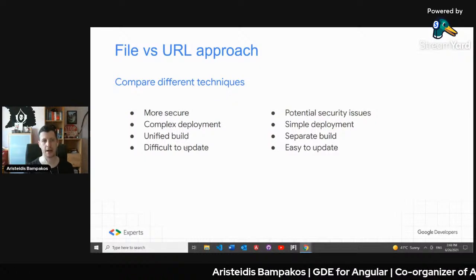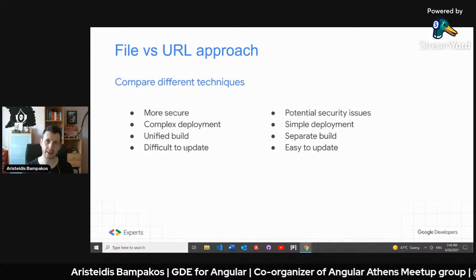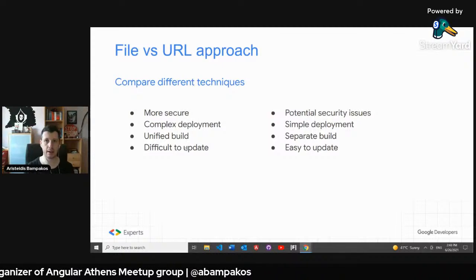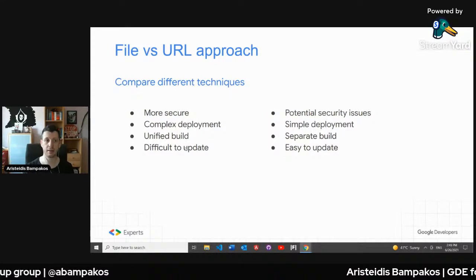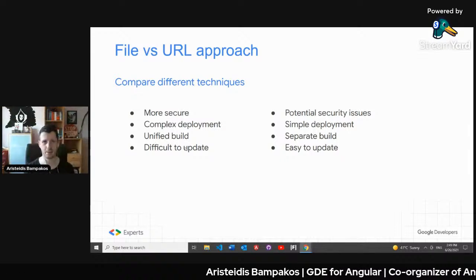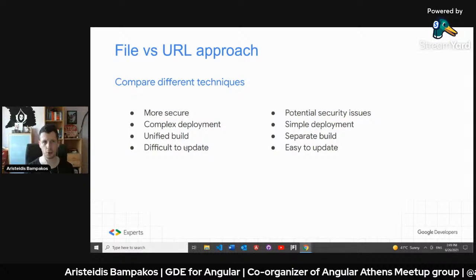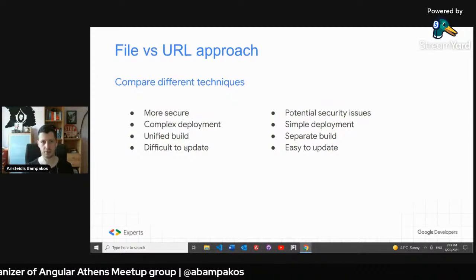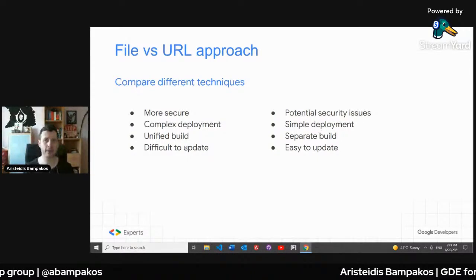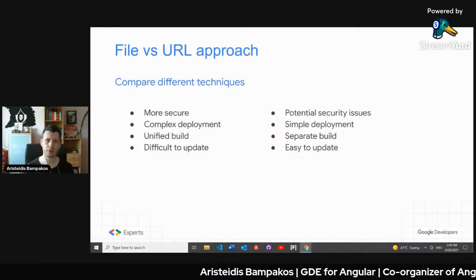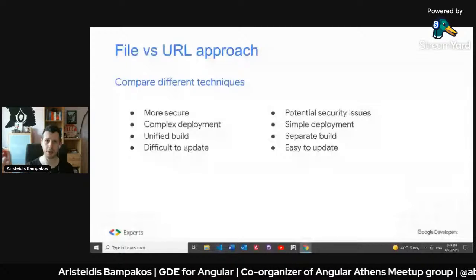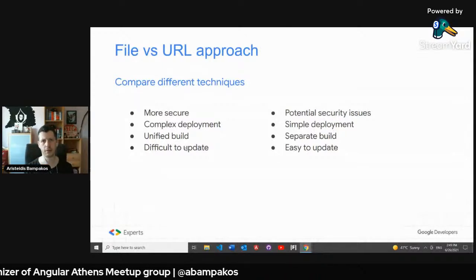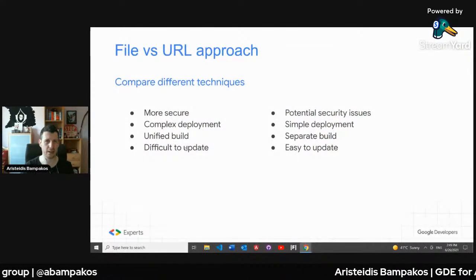The URL approach has more security issues, of course, because you're actually loading a URL which is out there on the web. So maybe there is a danger that someone will be in the middle and will pretend that it is your URL. But the deployment is simpler because you build the Electron application separately from the Angular application. And that is the reason it is easier to update, because if you want to make a change to your Angular code base, you just build it separately from the Electron code base and upload it to your web server. The Electron code base will still point to the URL of your web server. So you don't need to do anything when you change the Angular code.